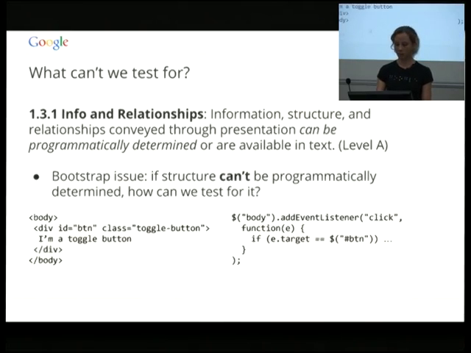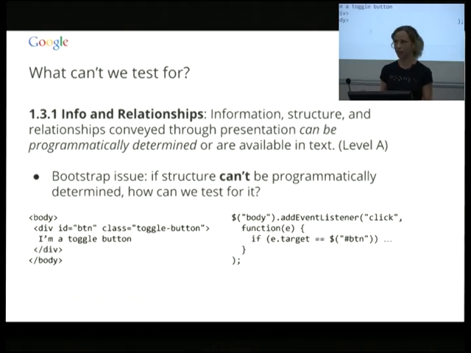So I said I'd mention what we can't test for. Here's an example: information, structure and relationships conveyed through presentation being programmatically determined or available in text, which is a bootstrap issue for us. If you can't determine the structure programmatically, how can you know that it's there? How can you test for it?